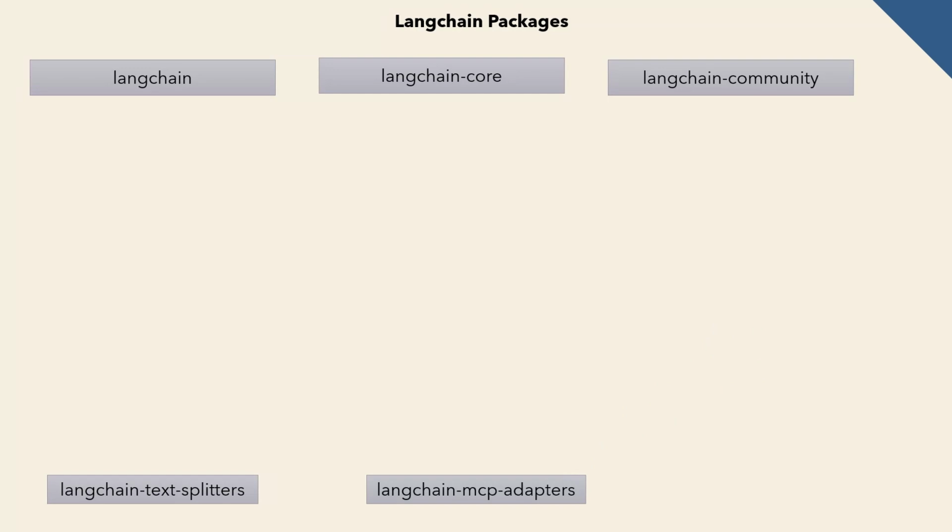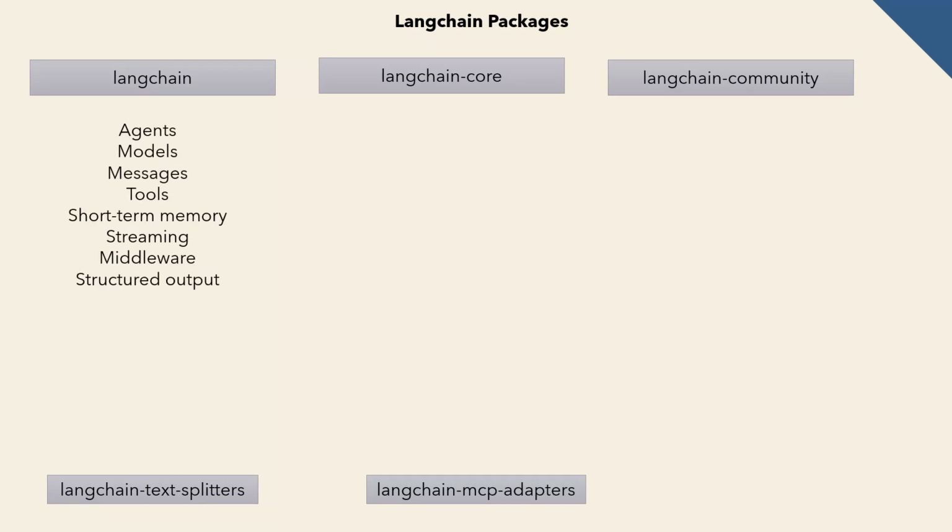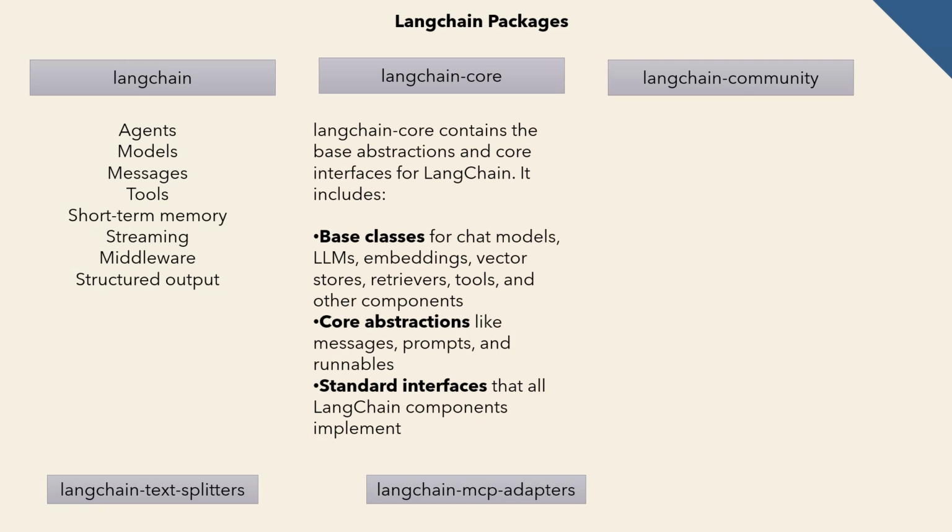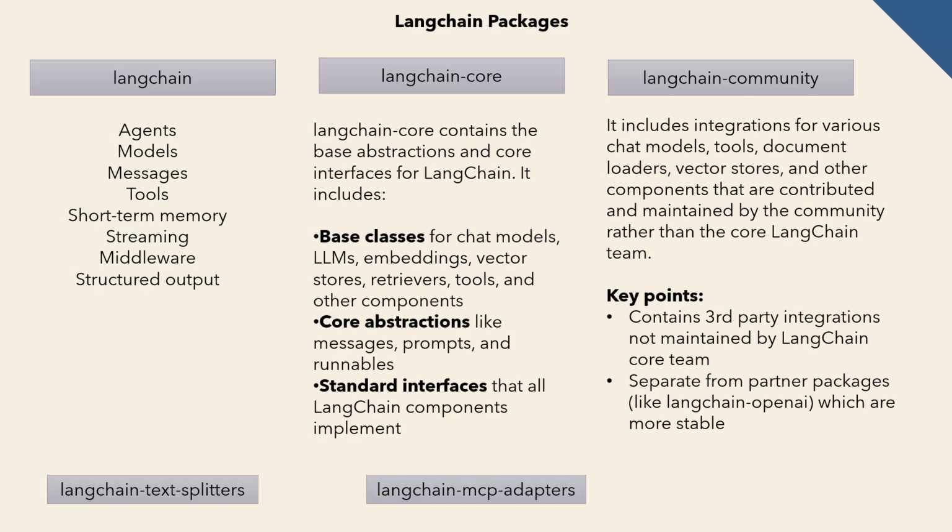Langchain is made up of different packages that help organize its features and make it easier to use. Langchain, this is the main package, includes all the important parts which we have discussed in our previous slides. The next is the Langchain core package. This package holds the basic building blocks. It has base classes for models, tools, and memory. It defines standard ways to work with messages, prompts, and the other parts. Everything in Langchain follows these core rules to stay consistent. And the Langchain community package, this is where the community adds new tools and integrations.